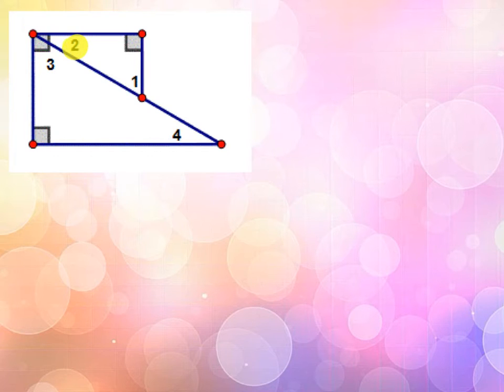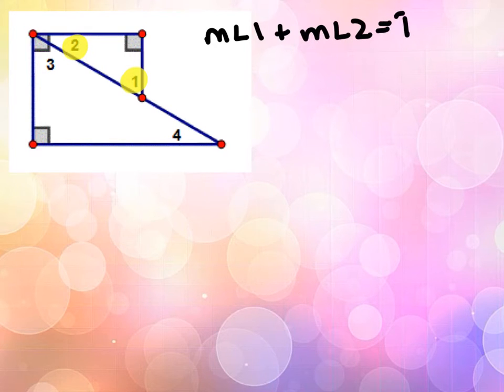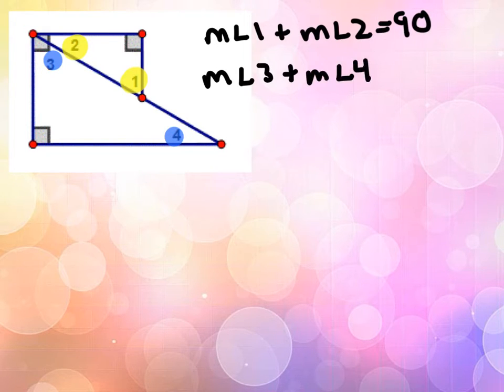I think you can spot 1 and 2 together have to make 90, so the measure of 1 and the measure of 2 together has to equal 90. I think you would recognize that 4 and 3 also would have to do that. So that would also be true. The measure of 3 and the measure of 4 would also equal 90.